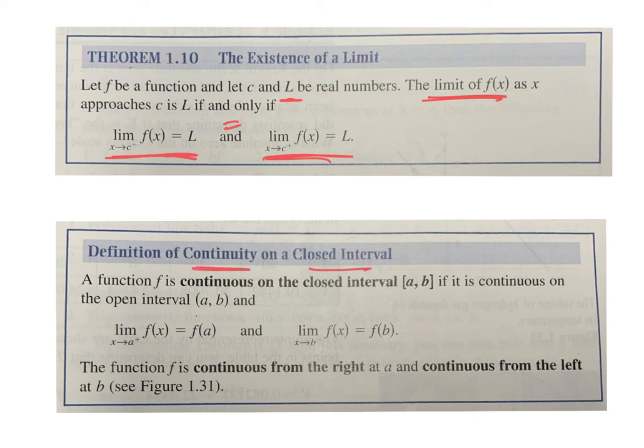Continuity says not only do your left and right hand limit have to be the same, but then the function itself has to also be the same thing there. All right, so that's where continuous comes in. Limit exists if the left and right are the same. The continuous exists if also the function's defined there as well. All right?